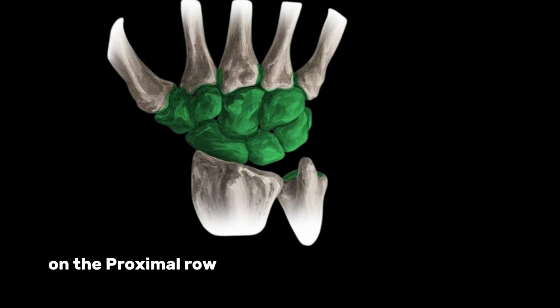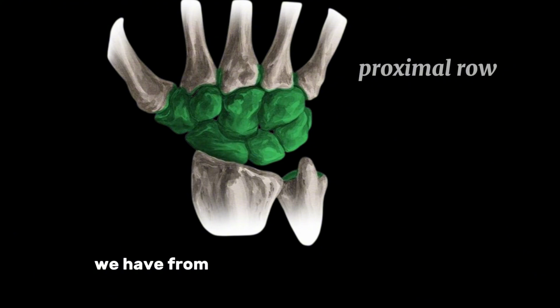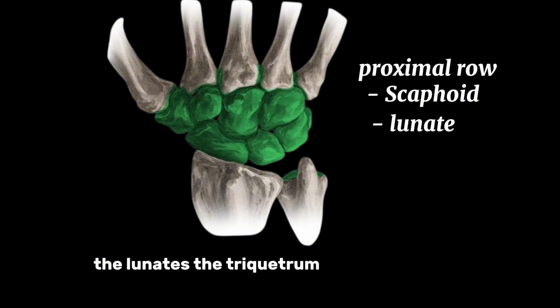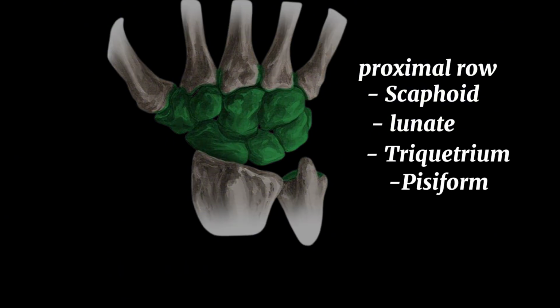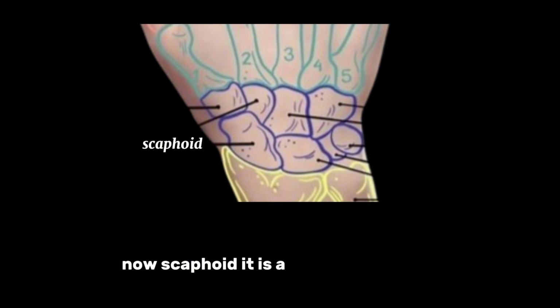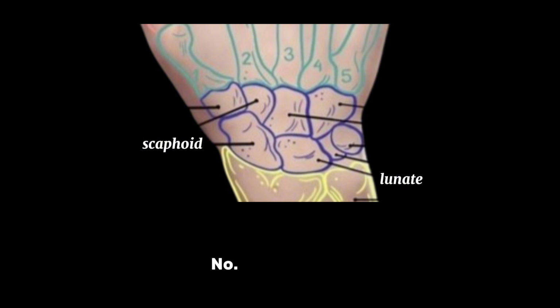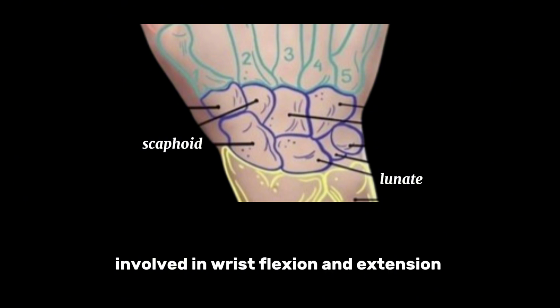On the proximal row, which is the one closer to the forearm, we have from lateral to medial the scaphoid, the lunate, the triquetrum, and the pisiform. Now, the scaphoid is a boat-shaped bone, and it is the most commonly fractured in wrist injuries. Number 2, the lunate. The lunate is a crescent-shaped bone involved in wrist flexion and extension.